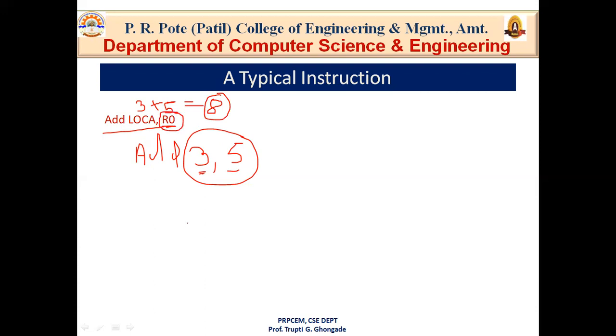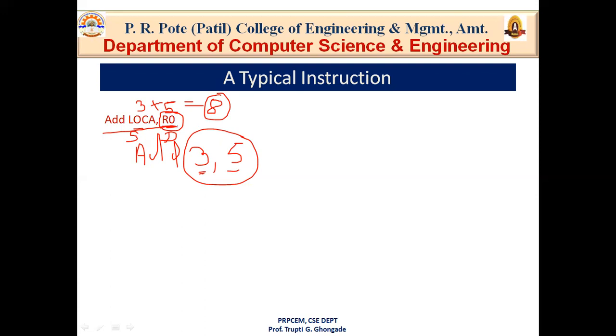R0. Okay. So in computer organization, when you see an instruction, the first operand is your source and the second operand is your destination. So after performing addition on 3 plus 5, your output is 8. It means that you have to store that output 8 into your destination. That means R0.